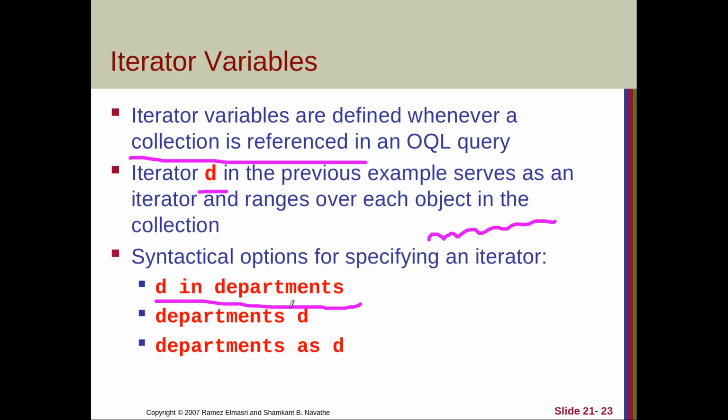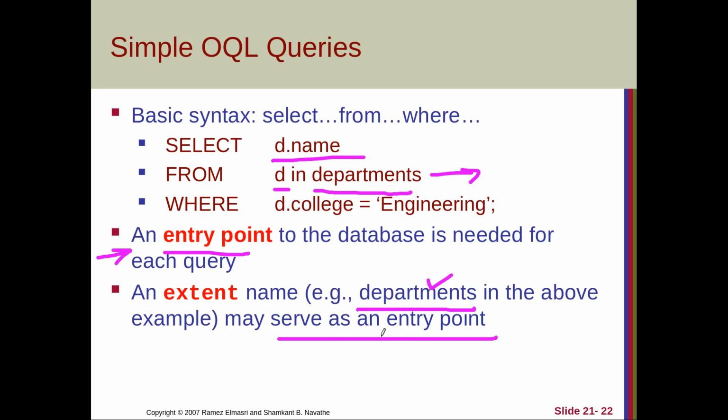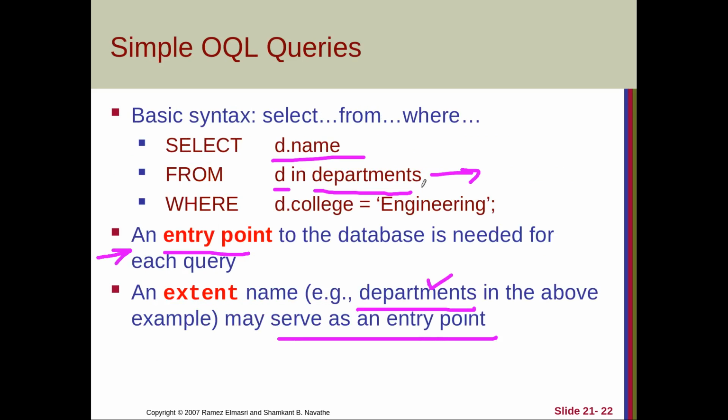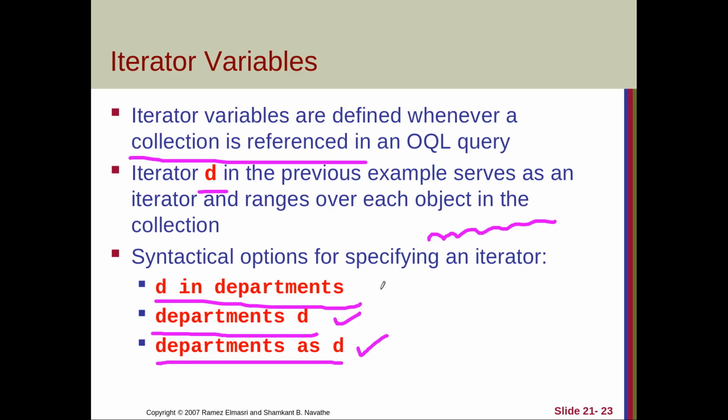In OQL we can also use departments space D, which is another option. Departments as D, this is also another option. So here we can change this: select D dot name from departments D, that is also correct. Select D dot name from departments as D, that is also possible. So these are various syntactical options that are used for specifying an iterator in OQL.